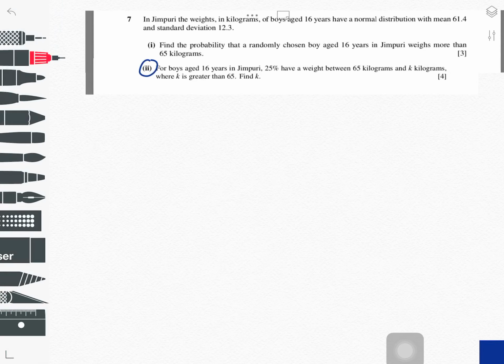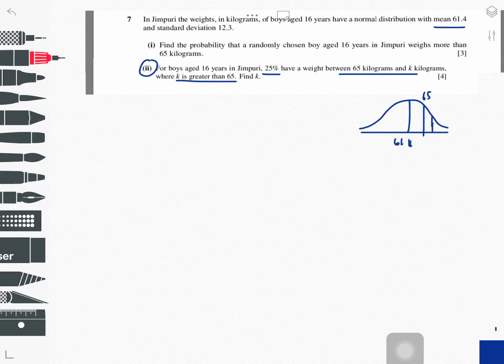Second part now. 25% weighs between 65 kg and k kilograms, given k is greater than 65. So where will I draw? The mean is given as 61.4. So if I try to draw, the middle part here is 61.4. Logically my 65 is here, then my k has to be here. I think you will agree with this.